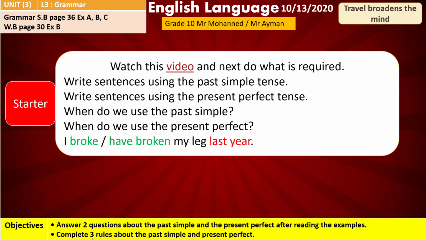Okay, having watched the video, now let's do some exercises. First of all, write sentences using the past simple tense. For example, I went to the market yesterday. Write sentences using the present perfect tense. I have gone to the market.